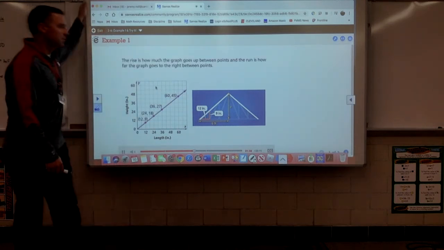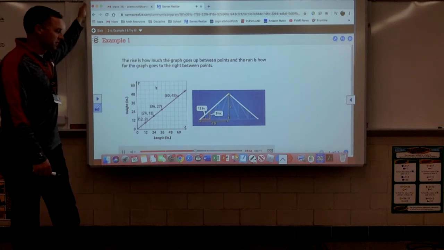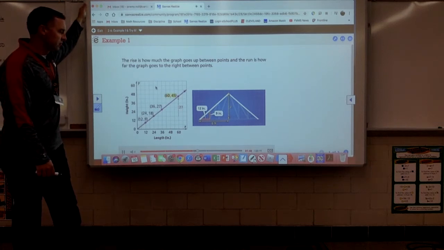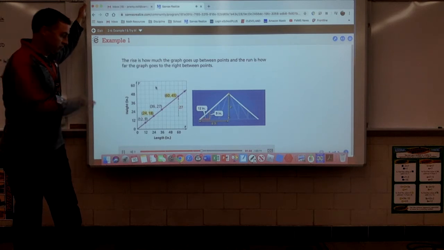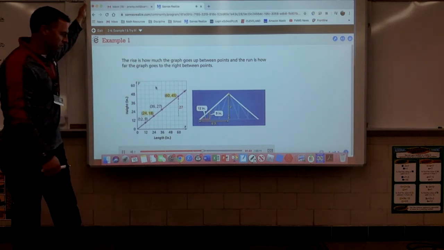The rise is how much the graph goes up between points. The point 60, 45 rises 27 from the point 24, 18. How did they figure that out? And the run is how far the graph goes to the right between points. The point 60, 45 runs 36 inches from the point 24, 18.